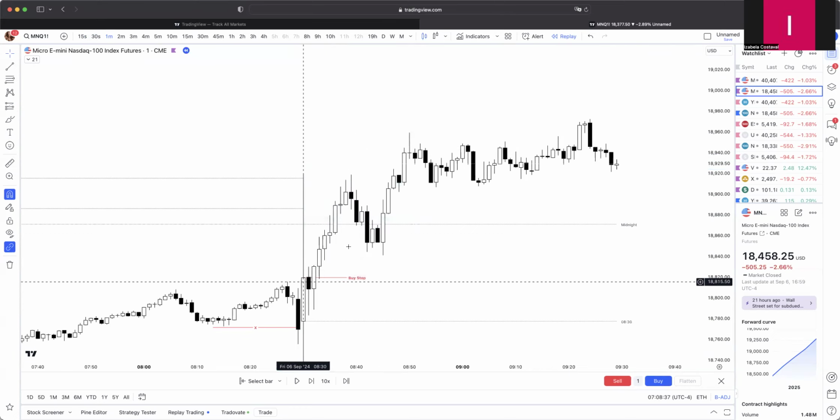So that would have been a good 1 to 2. I would still have gone as far as aiming for the Asian highs, which, I mean, we did go there. We went a little bit far up. But I ended up getting in right here on this candle.